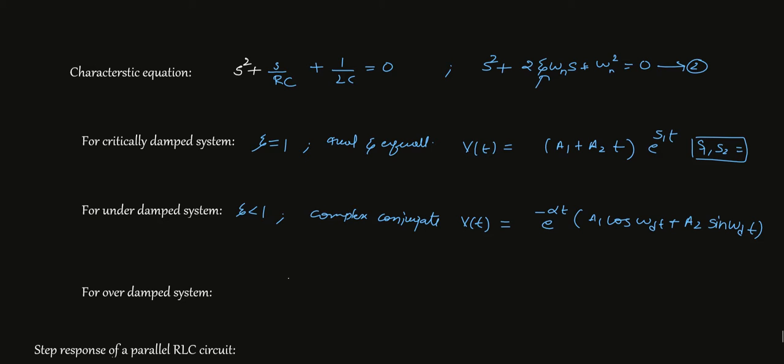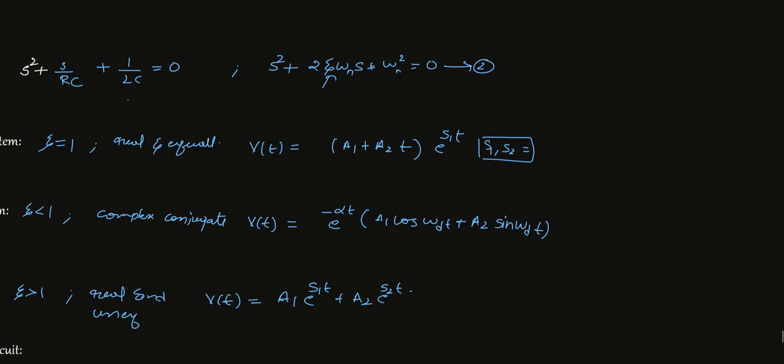And for the overdamped system, that means zeta greater than 1, you have two real and unequal roots. So for this system, the equation will be v of t is equal to a1 e power of s1 t plus a2 e power of s2 t. Here I will define the zeta value.